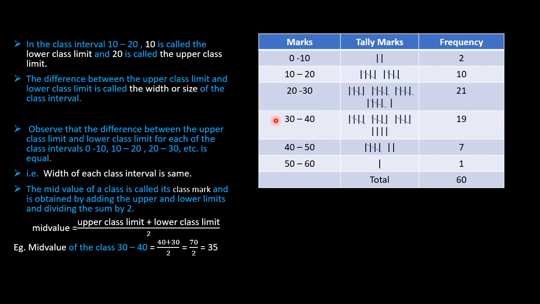For example, take the class 30 to 40. Here you know the lower class limit is 30 and the upper class limit is 40. So you add these two numbers, 30 and 40, and we get 70. 70 by 2 is 35. Otherwise also, you know the middle number between 30 and 40 is 35. That way you can use your common sense also and find the mid value. Okay children, you understood?